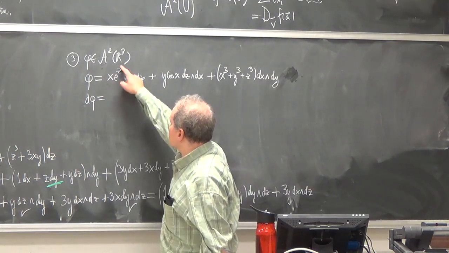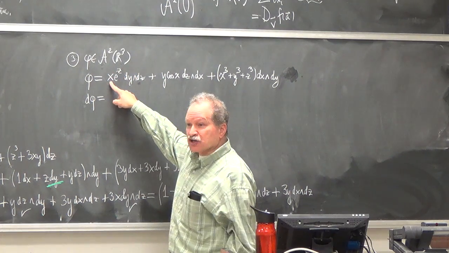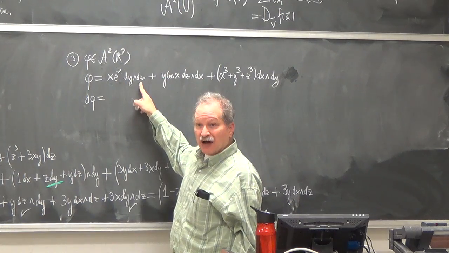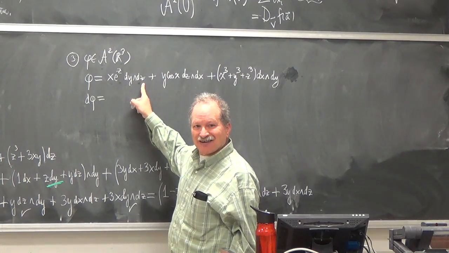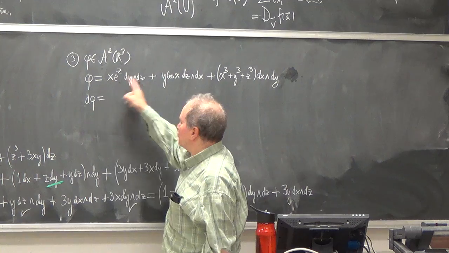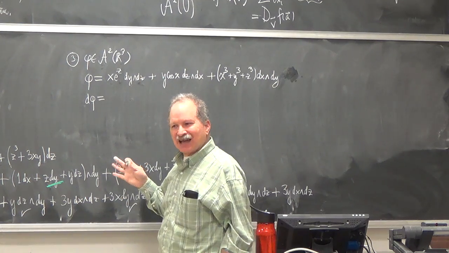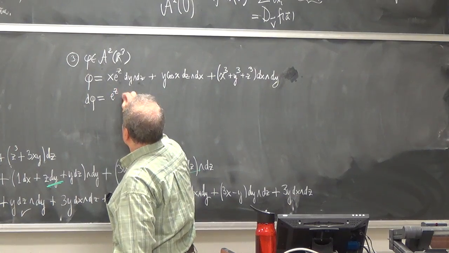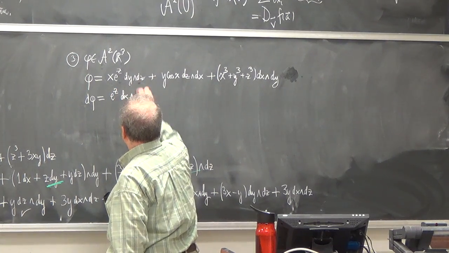So what's d of this? Well, it has an x partial and it has a z partial. The z partial I don't care about because there's a dz here. So rather than write it all out, I'm just going to start shortcutting and take the partial with respect to x, dx, wedge with what's there.